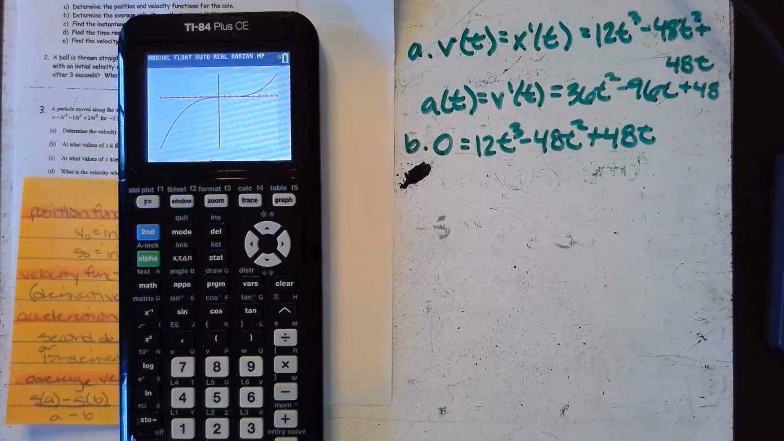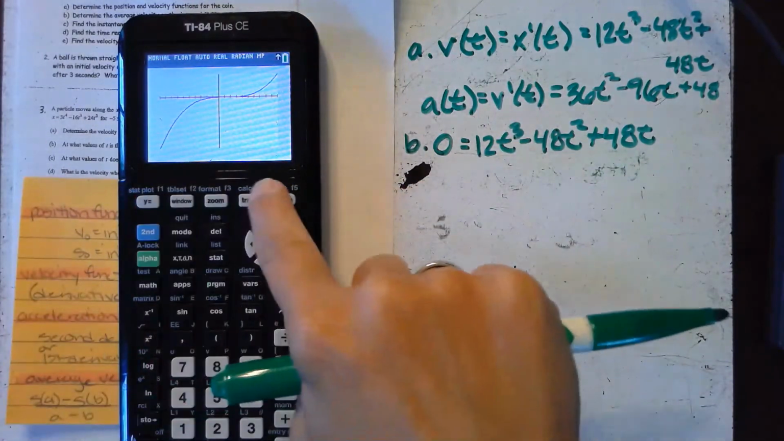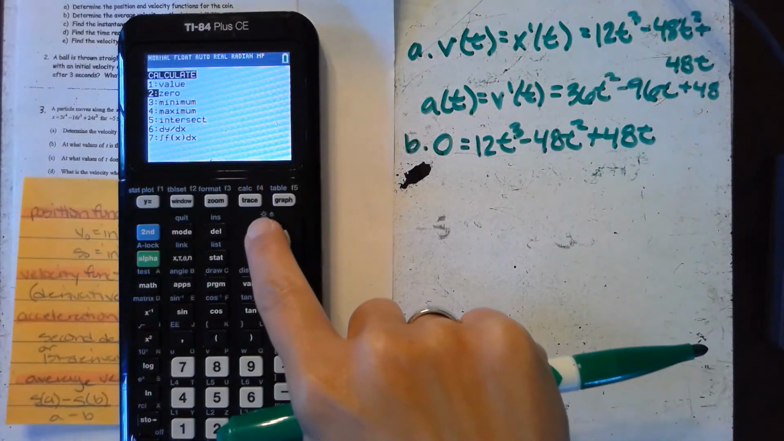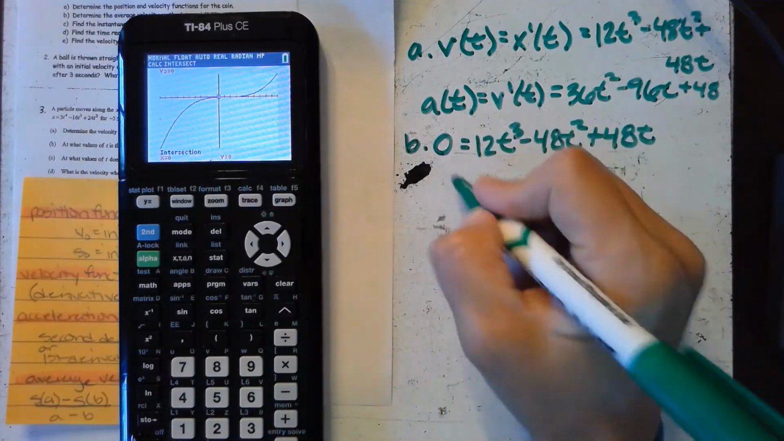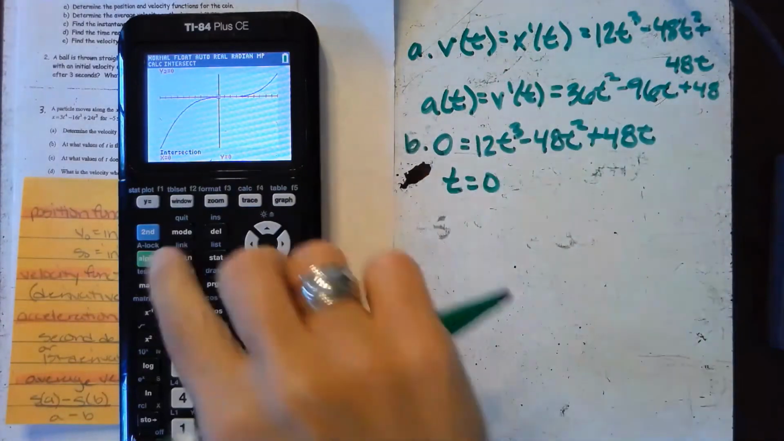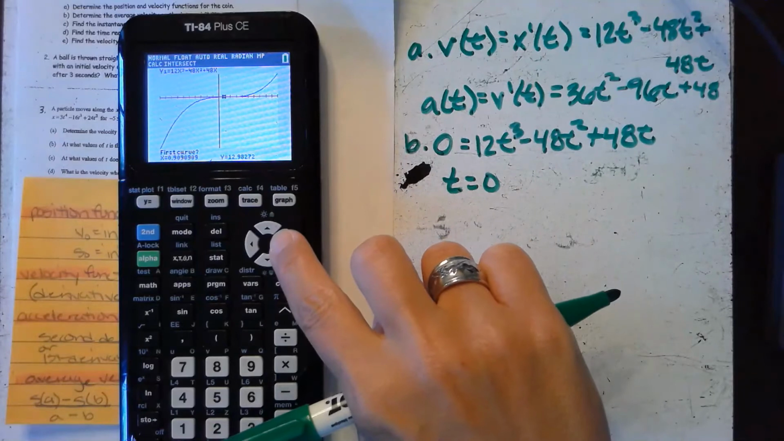We want to find where it basically intersects, and it could possibly be intersecting twice here. So we're going to say second trace, 5 for intersect. Okay, one of them's at t equals 0, and then the other one, second trace, 5 for intersect. Let's scroll this way because it could be hitting again.